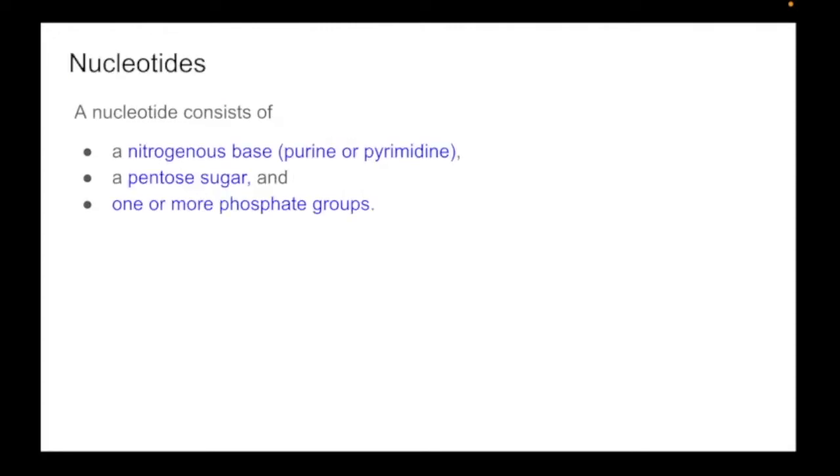The nucleotides, which are the building blocks of nucleic acids, are made up of three components. A nitrogenous base, which may be a purine or a pyrimidine, a pentose sugar, which may be a ribose sugar or a deoxyribose sugar, and 1, 2, or 3 phosphate groups.